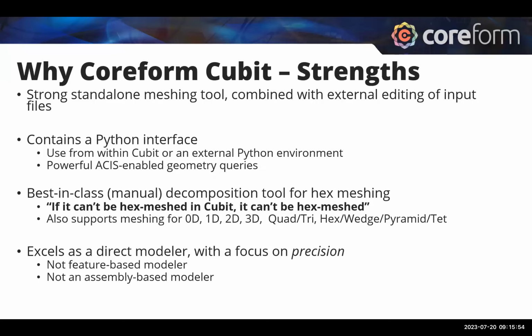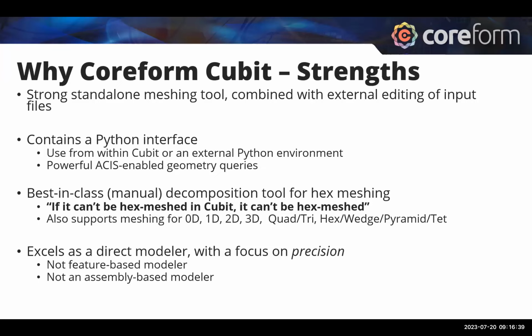We've mentioned a couple of times now that it contains this Python interface, which allows you to access Cubit with Python, either inside an active Cubit session or from an external Python environment that can import the Cubit functionality and run Cubit internally, just like any other module, and then continue on with the rest of its operations. And this Python interface is enabled by the geometry kernel of Cubit, which is ACIS from Dassault Systèmes Spatial. It provides an incredible amount of geometry queries, as well as mesh queries, that can help you prepare your model.